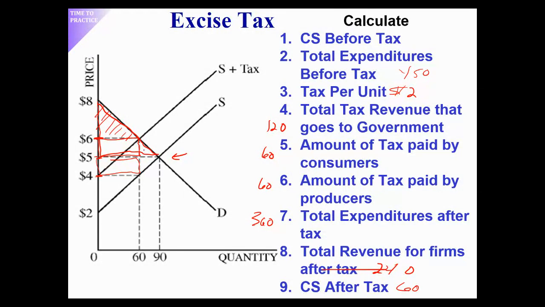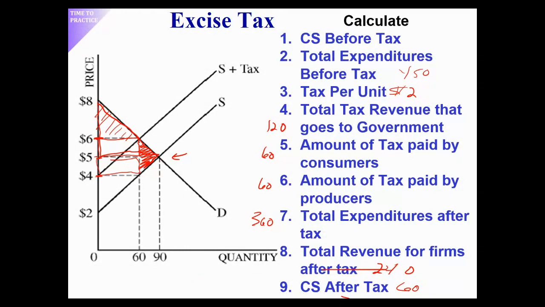And the dead weight loss would be this area right here, which would be 6 minus 4 is 2. 2 times the difference here, which is 30. 2 times 30 is 60. One half of that would be 30. So our dead weight loss would be 30.